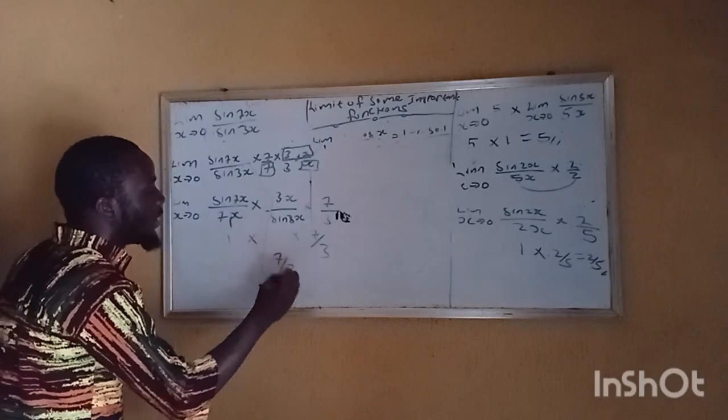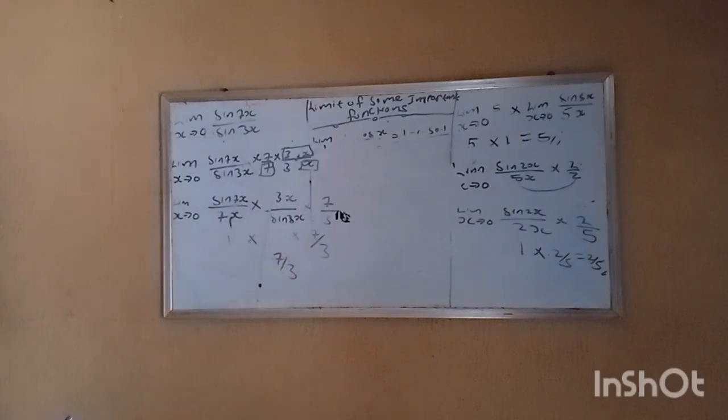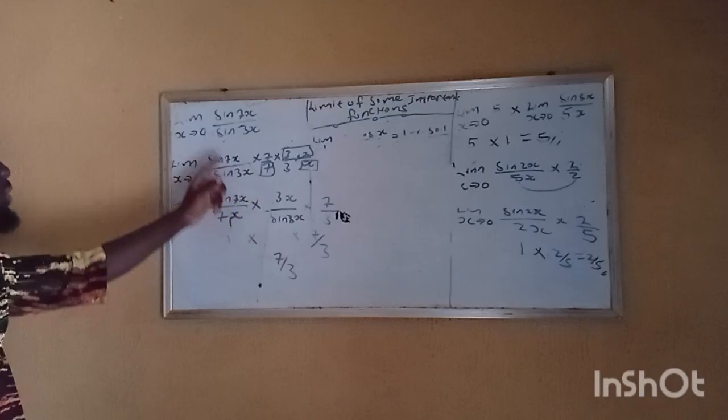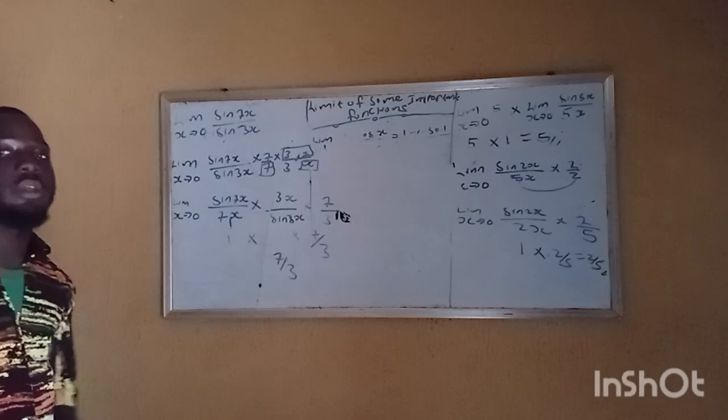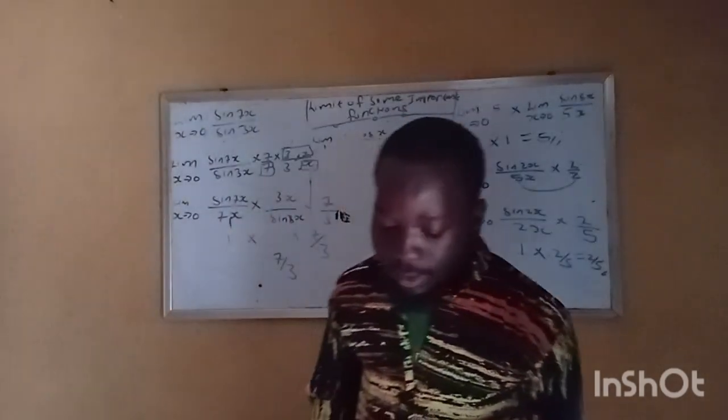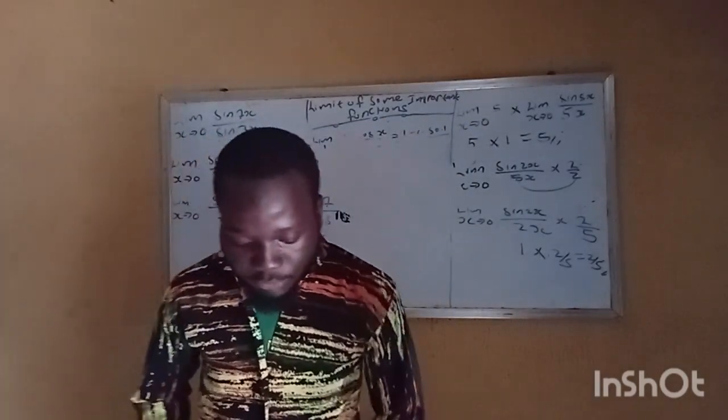7 all over 3. If you remember, I said the shortcut is just the coefficient of x here, which is 7, and the coefficient of x here, which is 3. 7 over 3. Do you see how simple it is? Now let's move further. We are going faster. So let's move to another complex question.